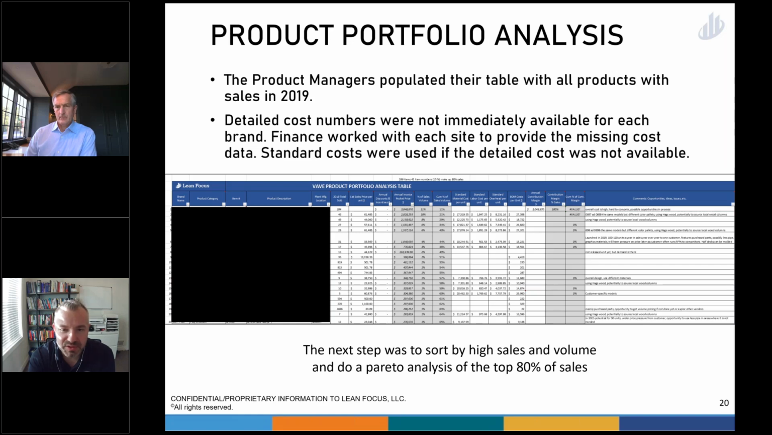Some of the tools that we're inputting into, we call the product portfolio analysis. We had the product managers input key information like gross margin by product line, volume, and cumulative percent of volume as a total of the overall business. This creates really an 80-20 analysis of the product line, which we then sorted from highest sales and volume to know where the opportunities were for projects. Next slide.